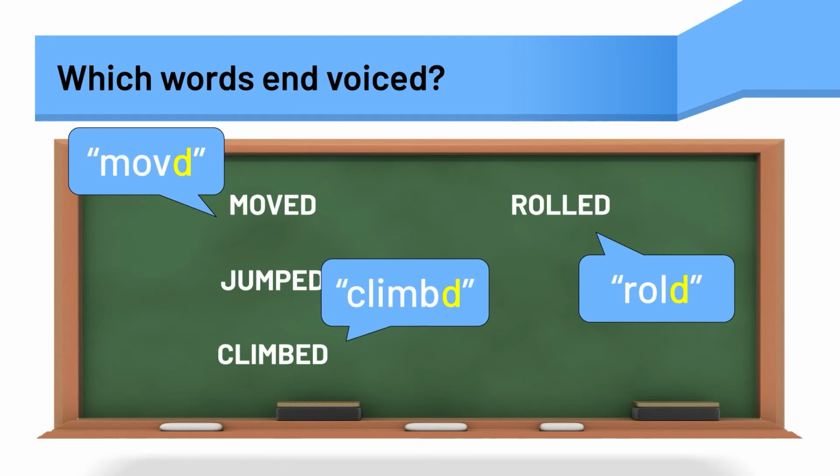Okay, we're down to the last verb. Roll. What do you think? The notes say that the L sound is voiced. Let's do the hand test and say the word one more time. Roll. It is voiced. This means that the correct pronunciation is rolled.